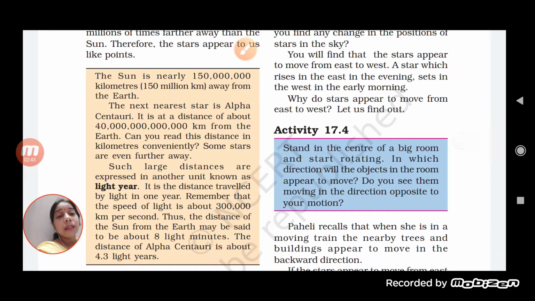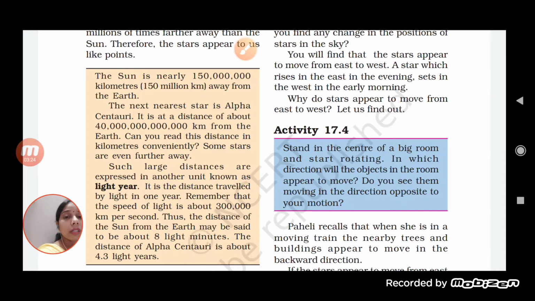See, here it is written. The sun is nearly 150 million kilometers away from the earth. The next nearest star is Alpha Centauri. Alpha Centauri is the second nearest star to the earth. Then there is Sirius, students. Sirius is the brightest star seen in the sky. So the sun is close to the earth, that's why it appears very large. The next one is Alpha Centauri, and then Sirius, which is the brightest star in the sky.